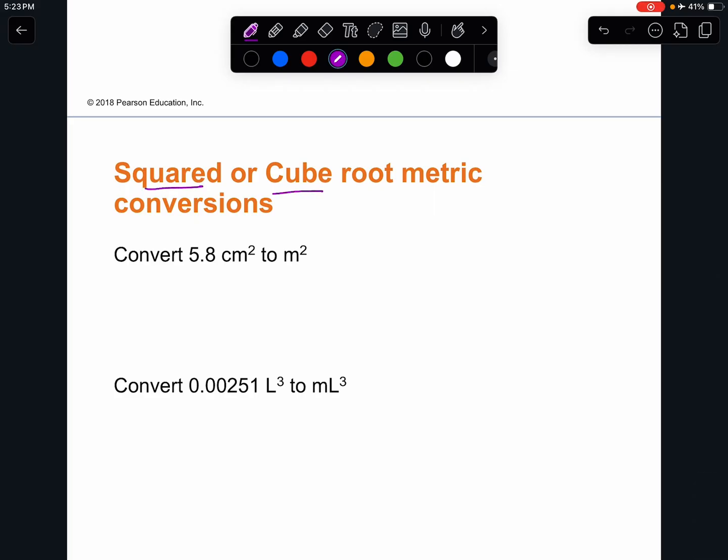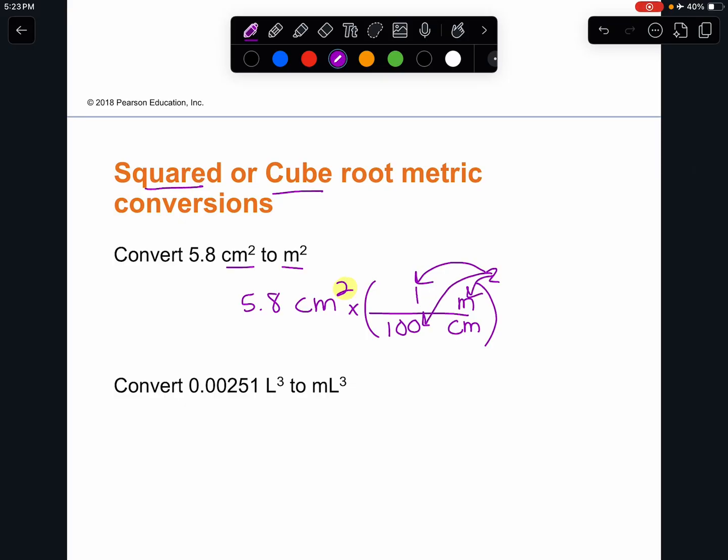Now, sometimes we're working with squared or cube root metric conversion, so I'm going to show you how to solve those. So we're going to go ahead and start with 5.8 centimeters squared. Now, we're trying to get from centimeters to meters squared. So what you have to do here is first focus just on the centimeters to meters, which is a normal metric conversion. There's 100 centimeters in a meter. But to cancel out this 2 here, what we have to do is actually add parentheses and square this entire conversion factor. When you do that, you square everything, the numbers and the units.